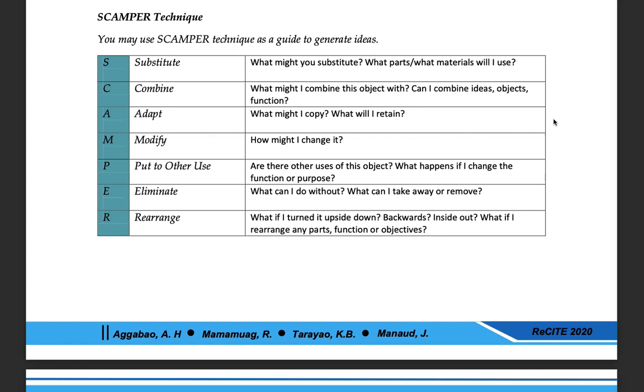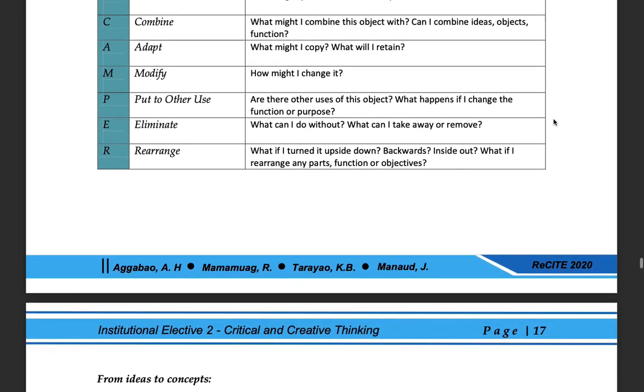Eliminate is E. What can I do without? What can I take away or remove? And R is rearrange. What if I turned it upside down, backwards, inside out? What if I rearrange any parts, function, or objectives? These techniques are useful so that you can generate a large volume of ideas to address your persona's needs.